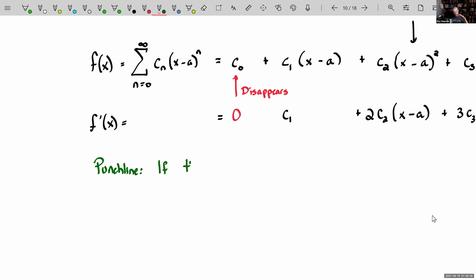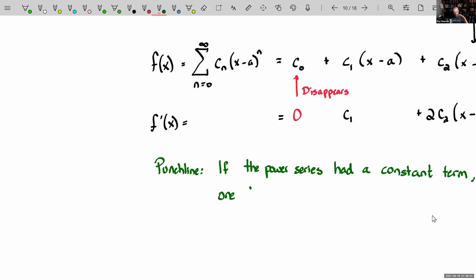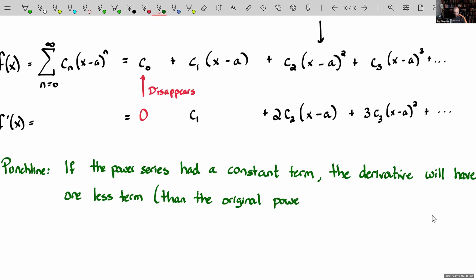If the power series had a constant term, the derivative will have one less term than the original power series.